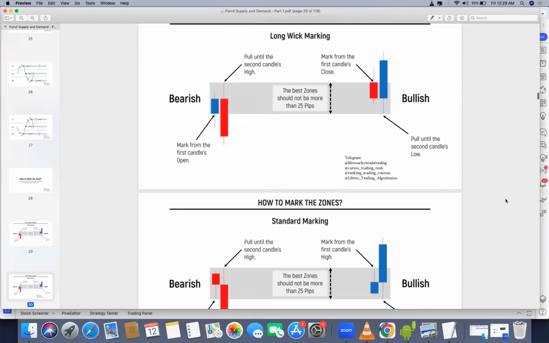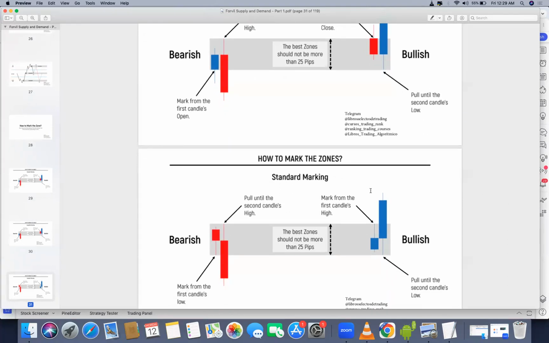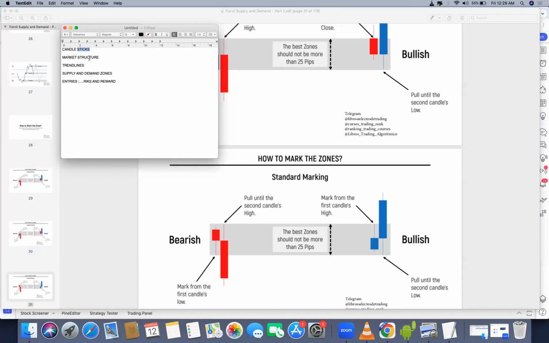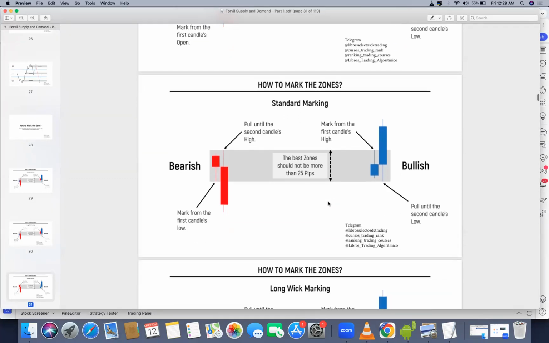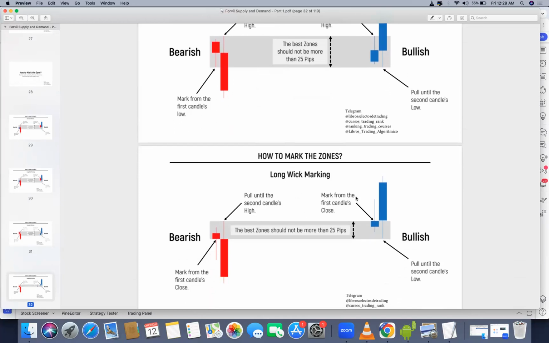Everything here is basically talking about the engulfing candle, what we treated in the candlesticks and market structure lesson: the engulfing candle, the bullish engulfing candle, pin bars and stuff.